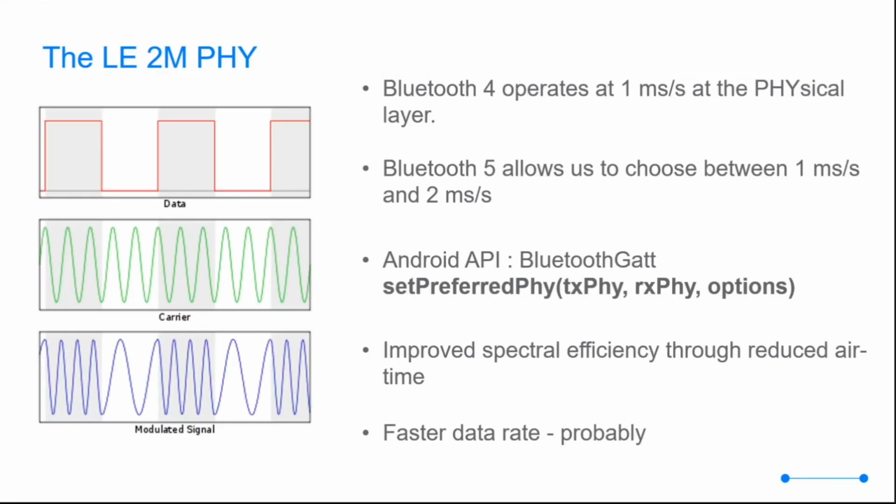So as you know, by default, Bluetooth Low Energy operates at 1 megasymbol per second at the physical layer, but Bluetooth 5 introduced a new variant of the physical layer, which allows communication to take place at a symbol rate of 2 megasymbols per second. So that's twice as fast. So you'd expect that with double the symbol rate, the application data rate will be faster. And of course, it almost certainly will be, but it won't be twice as fast because there are lots of other variables at play here.